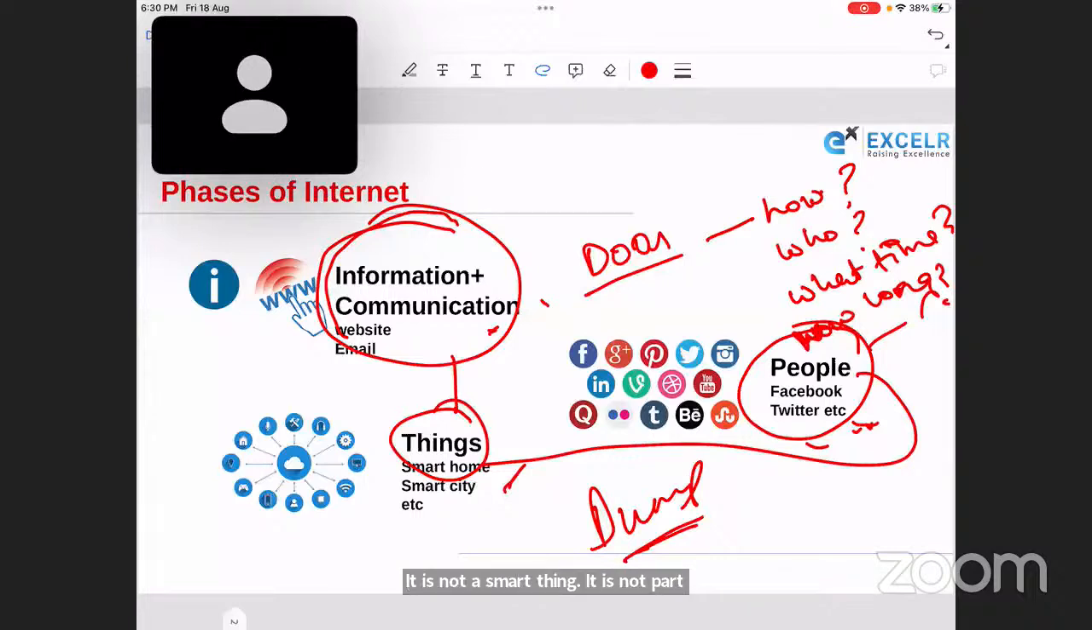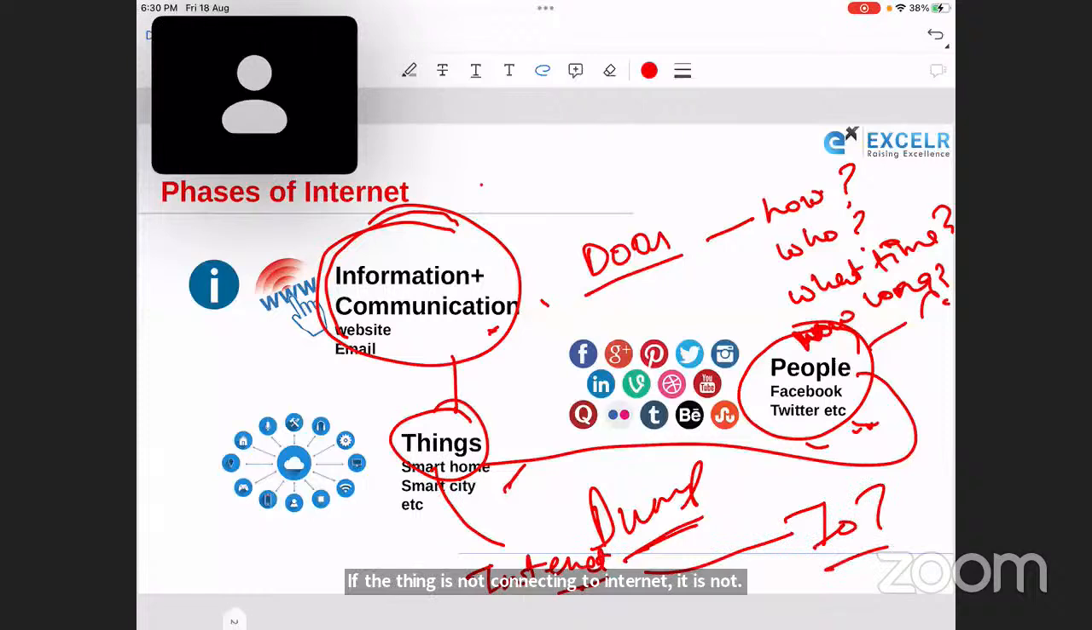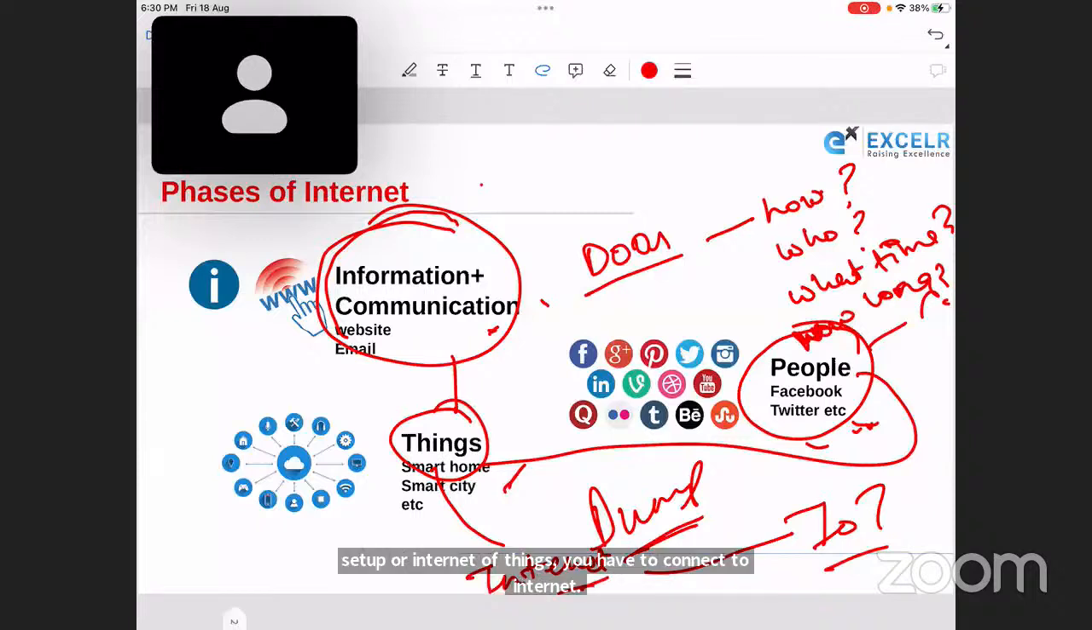In IoT, there are two things. Mainly, the thing has to connect to the internet. If the thing is not connecting to the internet, it is not IoT. It is simple automation, or simple anything, you can name it. For being an IoT device or an IoT setup or Internet of Things, you have to connect to the internet. If the thing is not connected to the internet, it is not part of Internet of Things. Am I clear? Any questions?